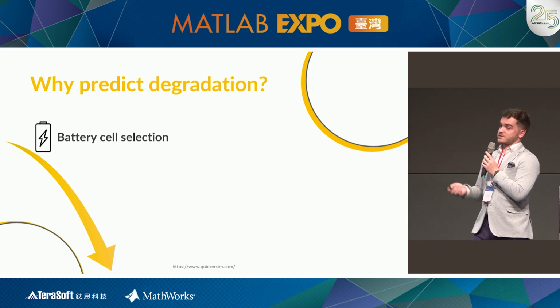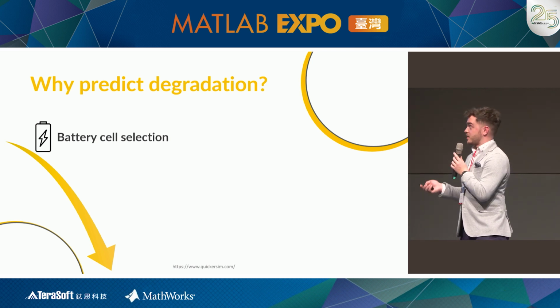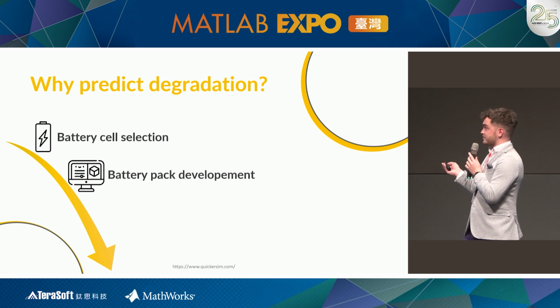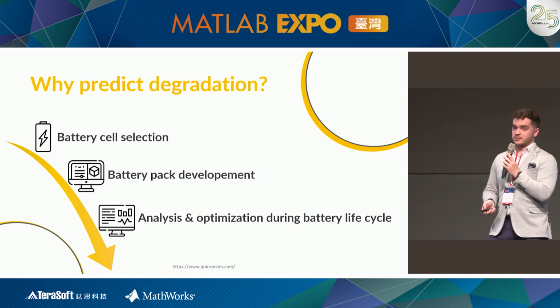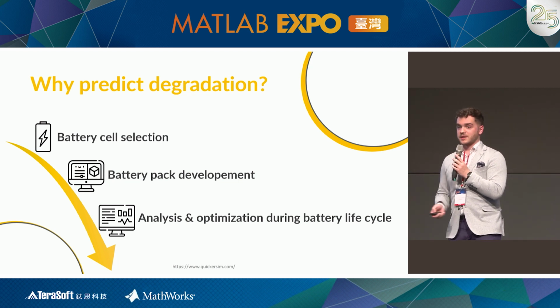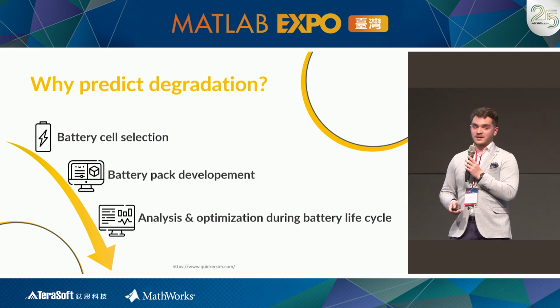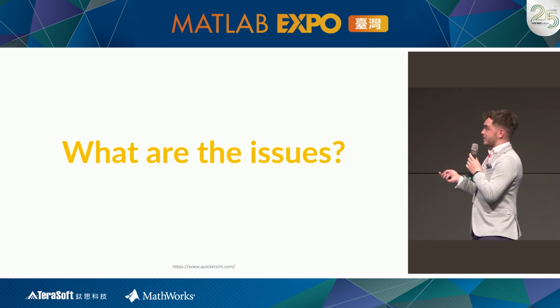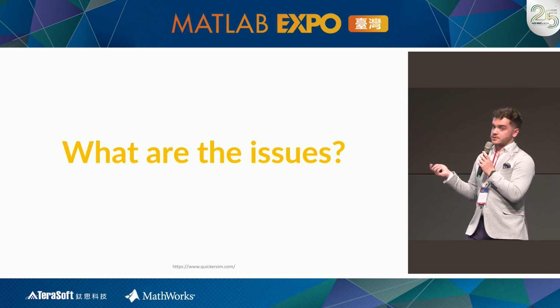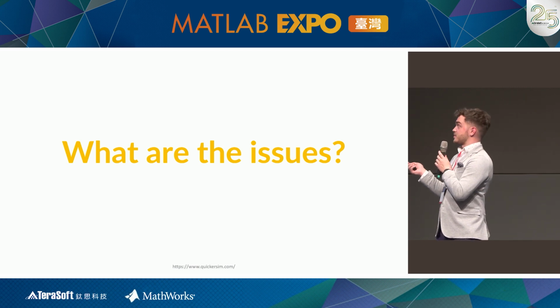The 3 main reasons we have here are battery cell selection, battery pack development, and analysis and optimization during the battery life cycle. There are probably many more reasons you can think about, and I would be glad to hear them. But let's focus on those 3 right now. And what are the issues with those problems?